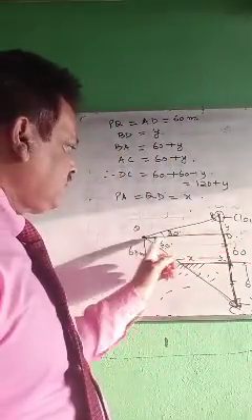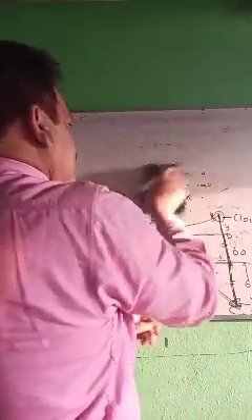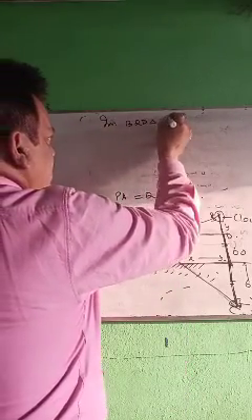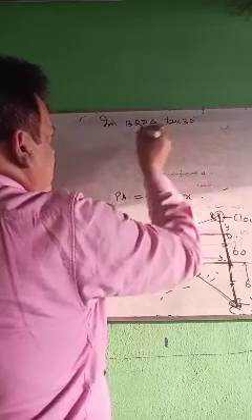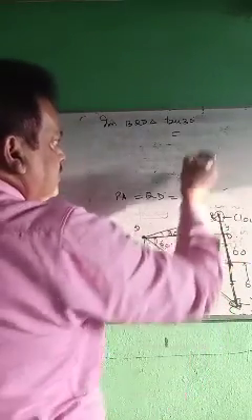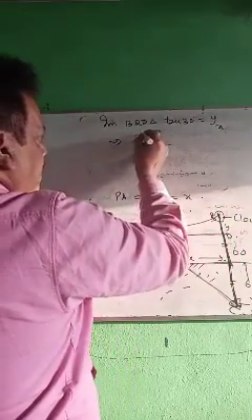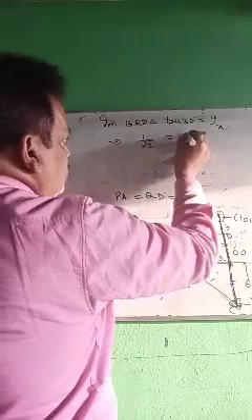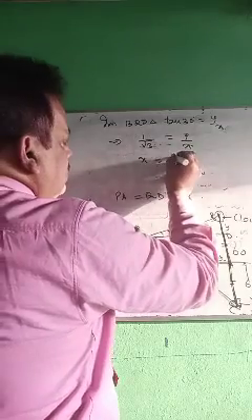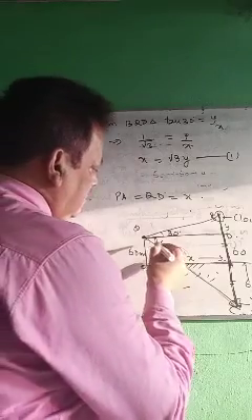So back to now. In BQD triangle, tan 30 equals to perpendicular by base, y by x. What is tan 30? 1 upon root 3 equals to y by x. Cross multiplication. X equals to root 3y. First equation.